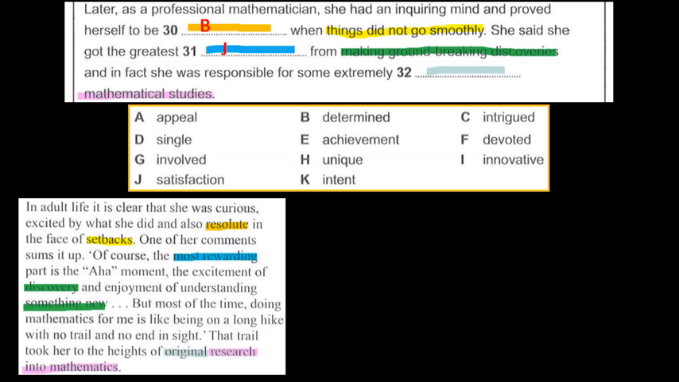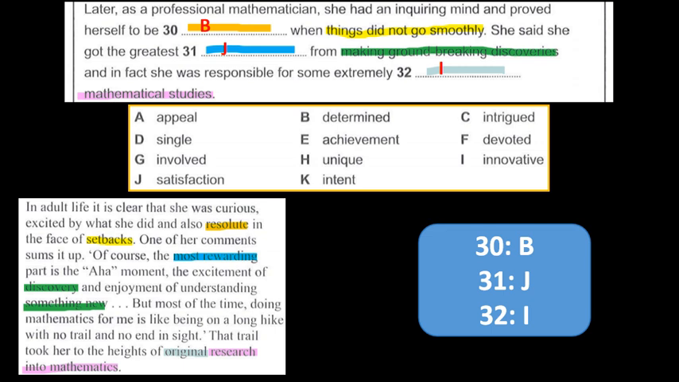J. And 32, mathematical studies, research into mathematics. So she was responsible for some extremely original research, or original mathematical studies. So which word means the same as original? Innovative means new. So it's a bit like unique as well, but innovative is better, so I is the answer. 30B, 31J, 32I.